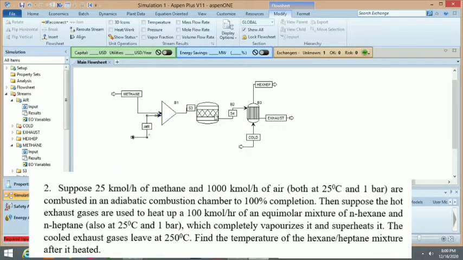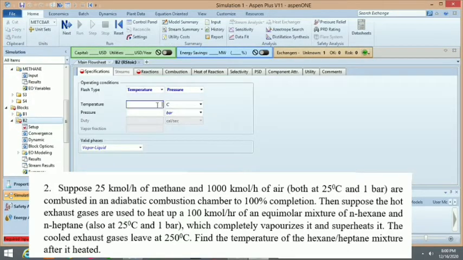And this goes to the reactor. RStoic means stoichiometric, and you could mention the pressure and temperature, but in the question it is given as an adiabatic combustion chamber. So we need to specify the duty as 0. Why 0? Because there is no heat transfer from the reactor to the surroundings or vice versa. So the duty, that's the energy or the heat, is 0. That's the definition of adiabatic.